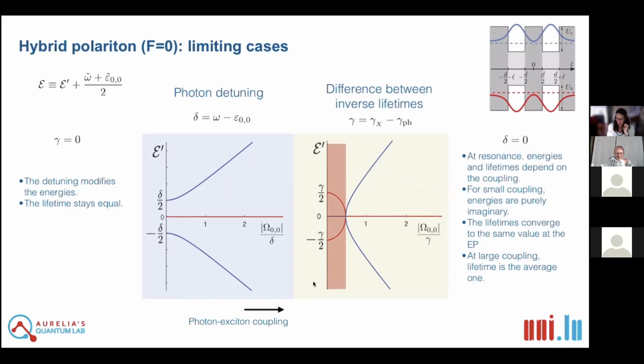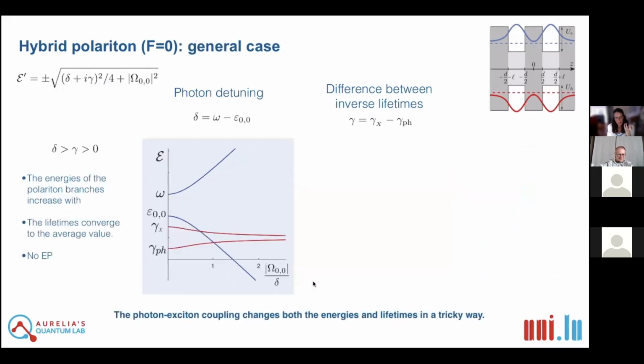Now, if we look at a more general and maybe less idealistic case where we can have everything different from 0, in that case we take the detuning to be larger than the inverse of the difference in lifetime. So before we had, and now I'm plotting E prime and E and not E prime, hence the shift. So before we had this case where only the energies were changed by the coupling and the lifetime was the same. So now we can say that both the energy and the lifetime are changed in a non-trivial way by the coupling.